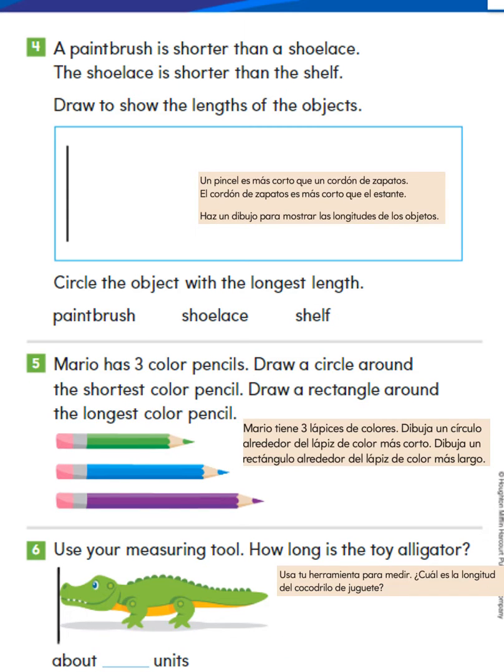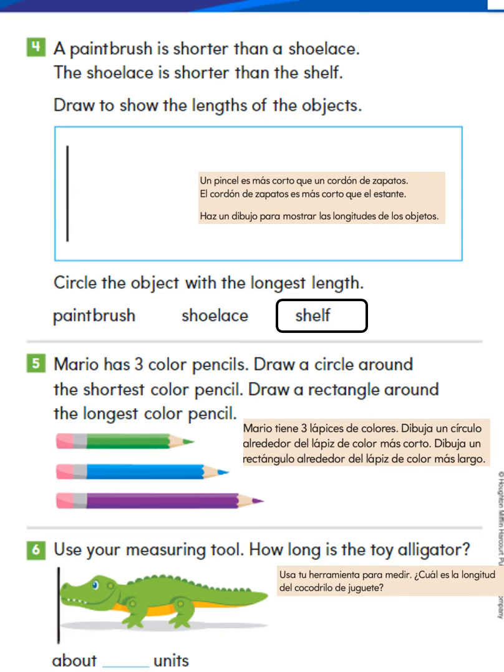Número 4. The paintbrush is shorter than a shoelace. The shoelace is shorter than the shelf. Draw to show the lengths of the objects. I want you to do this one all by yourself. Un pincel es más corto que un cordón de zapatos. El cordón de zapato es más corto que el estante. Haz un dibujo para mostrar las longitudes de los objetos. Circle the one that is the longest in length. Encierra en un círculo el que es más largo. Los niños van a trabajar independientes. The one that is longest, keep in mind, it should be the shelf. Pause the video if you need more time.